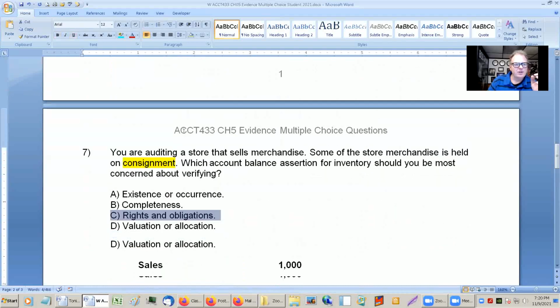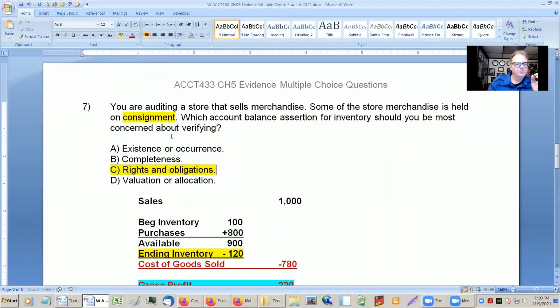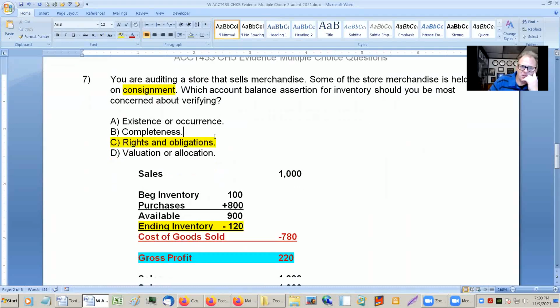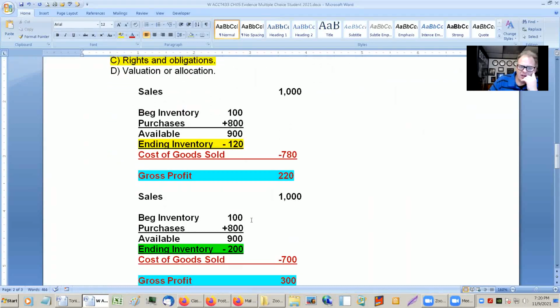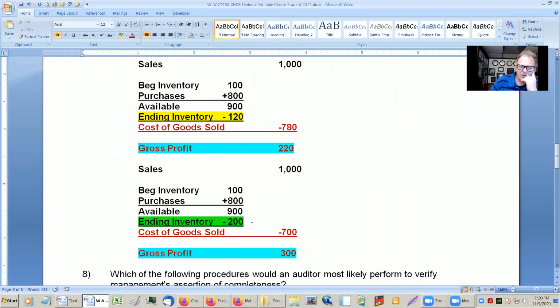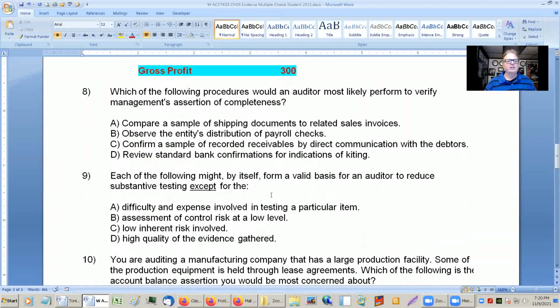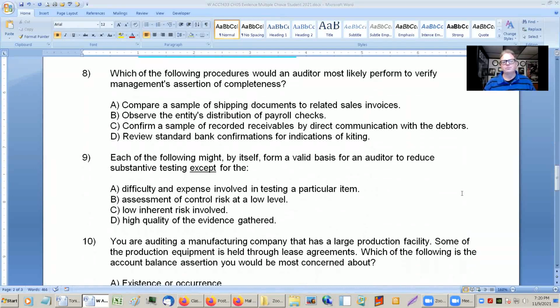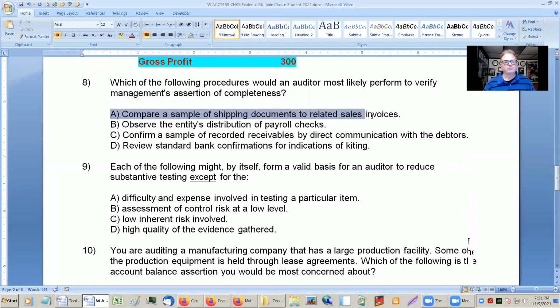Rights and obligations. So you want to try to avoid having them count that inventory that isn't theirs because it'll increase their profits. It'll fraudulently or whatever increase their profit. Okay. Well, everyone picked A, and A is correct. So I guess I don't need to talk about that one.